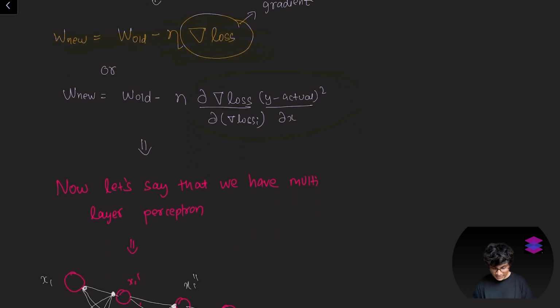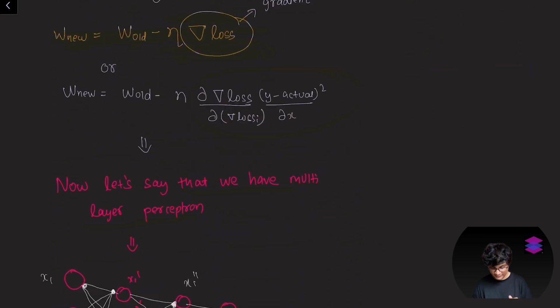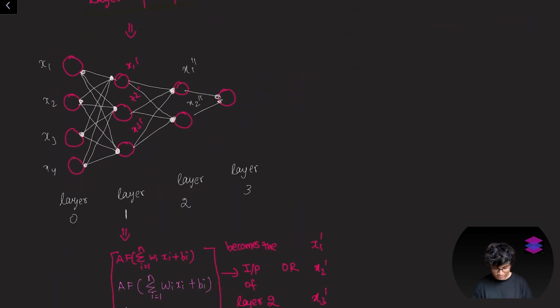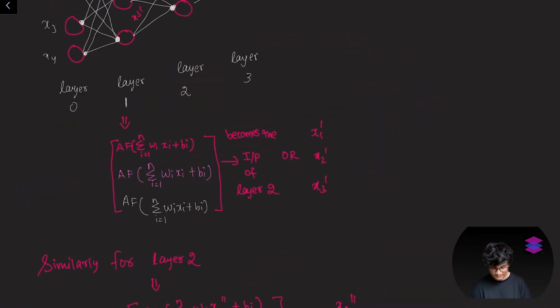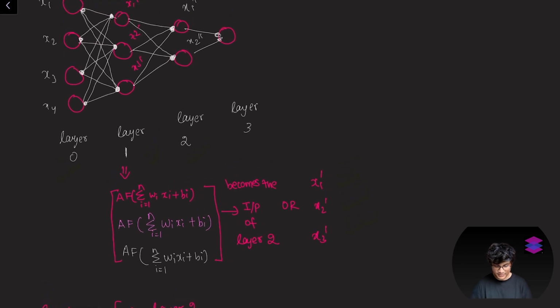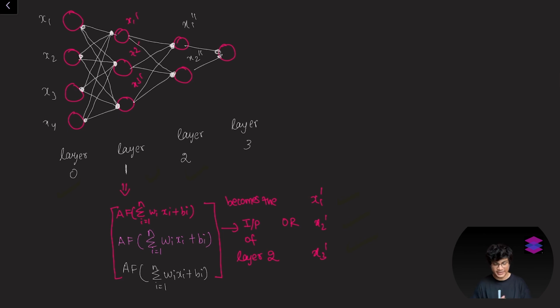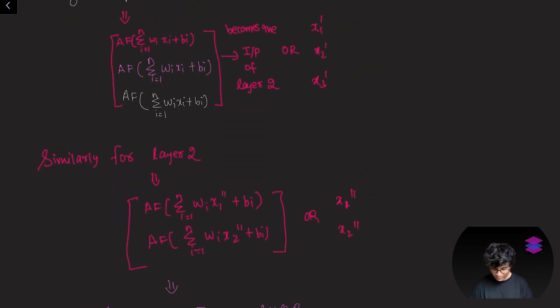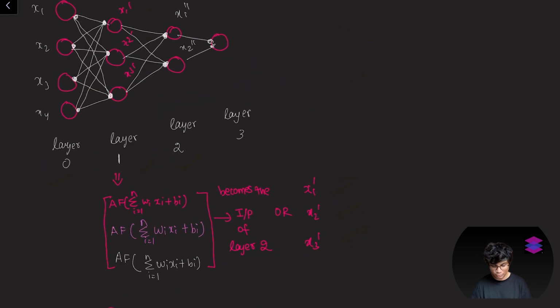Now let's say that we have a multi-layer perceptron, and this is just a single layer perceptron. Let's say we have a multi-layer perceptron, so we have layer 0, layer 1, layer 2, and layer 3. Can I represent this as this activation function, right? And can I write it as this equation, like this is the input of my layer 1? Similarly for layer 2, can I write it as this one? So this is basically the input of my layer 2, right?